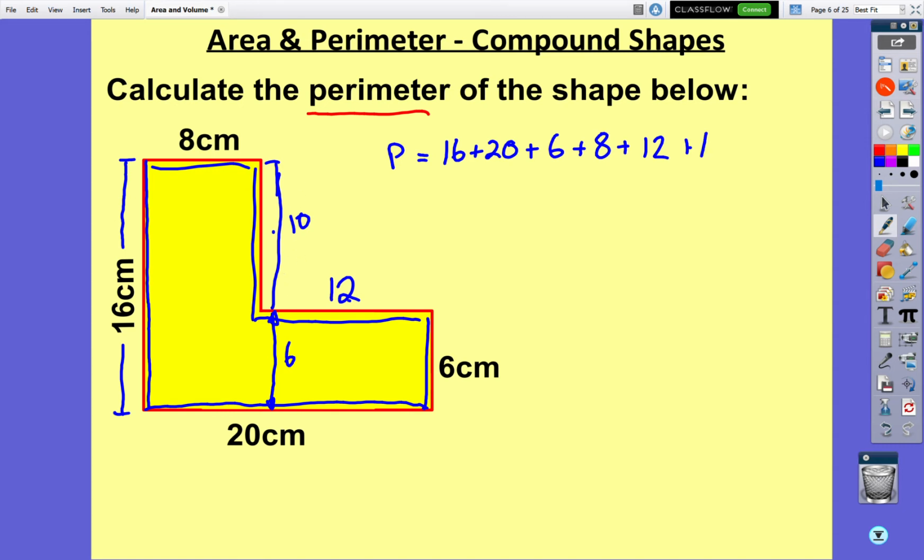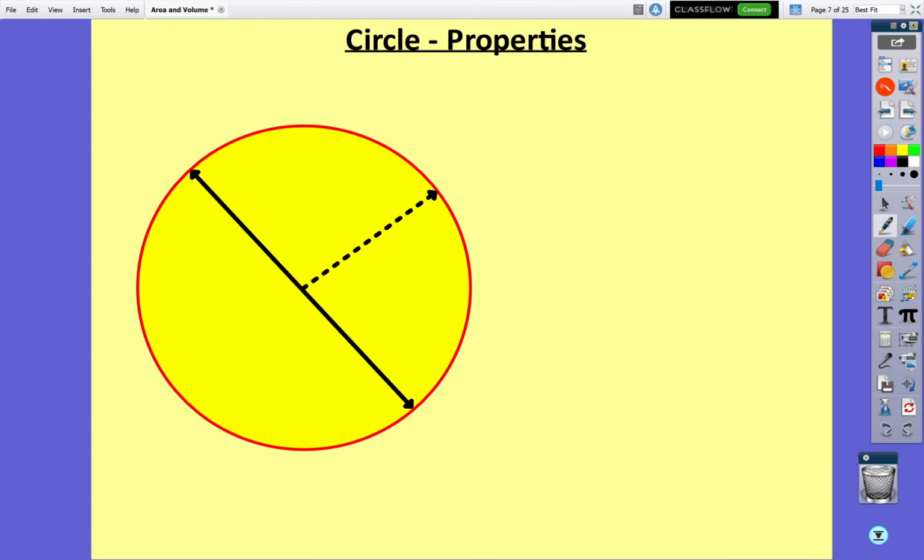So plus 10, and then just fire it all in. 16 plus 20 plus 6 plus 8 plus 12 plus 10. So that's 72. 72, and all my units for perimeter are just centimeters, because perimeter is just a length. Okay, so in terms of 2D shapes, the other thing we need to look at is circle.